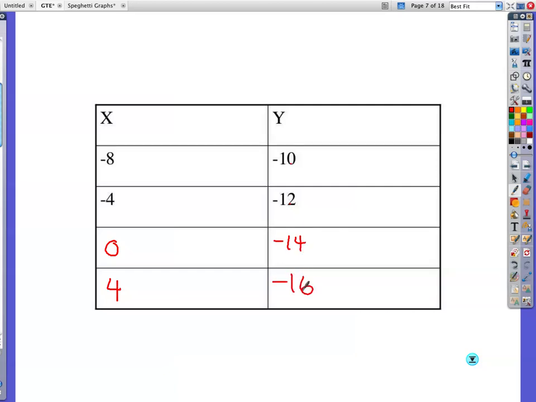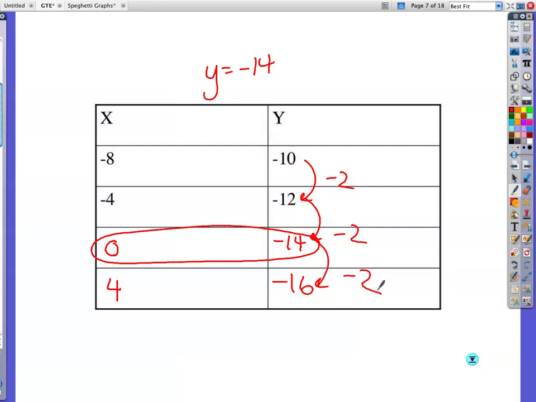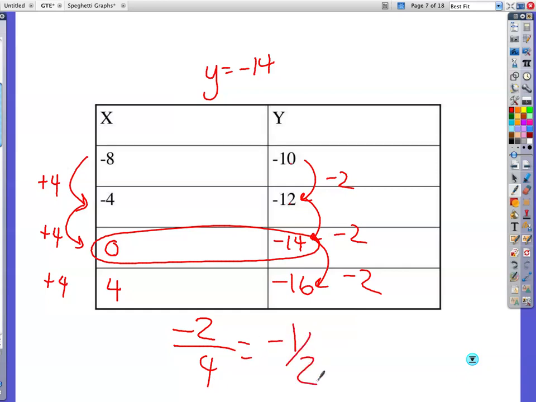So when I write my equation, my y-intercept is negative 14. And my change in my y column is subtracting 2 every time. My change in my x column is adding 4. And remember, it's change in y over change in x. The change in the y column is negative 2. The change in the x column is 4. Never leave a fraction unreduced in my class. So you're going to reduce it and write it in the equation. Minus 1/2 x.